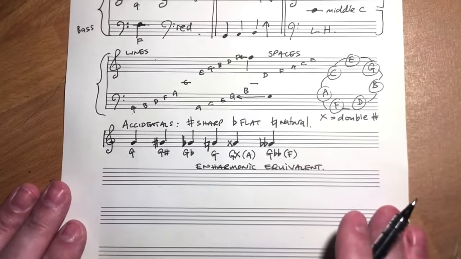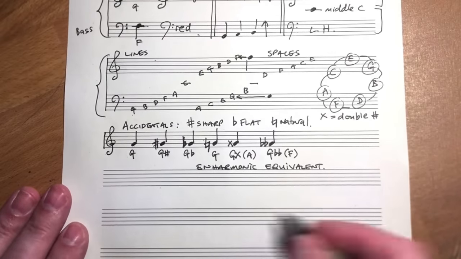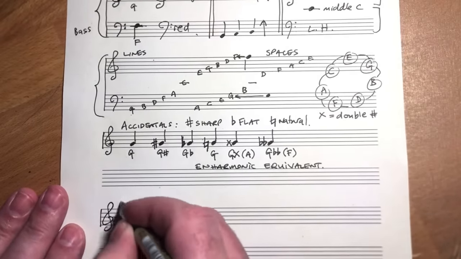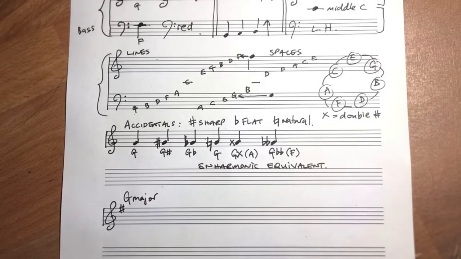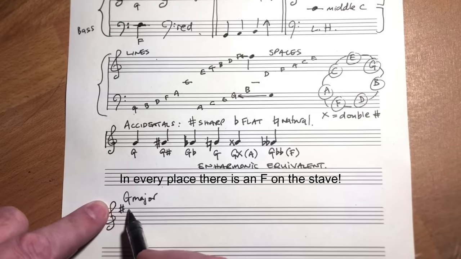I'll just give you another example of this and how this works. And I'm going to do this in the key of G major. I'm just going to put this F sharp on here. This is declaring here that every time you play an F, and we can just look at that, it's intersecting on that line there.